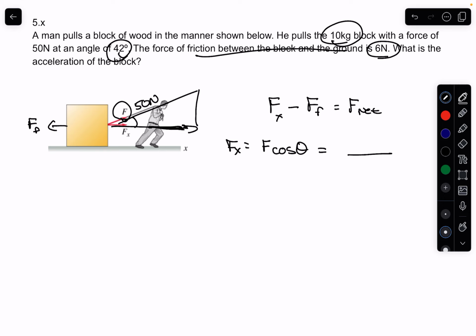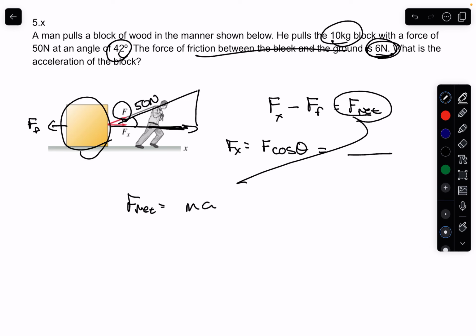And they gave you the force of friction is 6. And then you can find the net force. Once you know the net force, you can say that's equal to ma, and the block of wood has a mass of 10 kilograms, so you know that that's 10, and then you can solve for a.